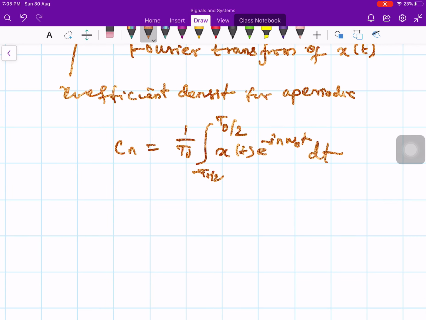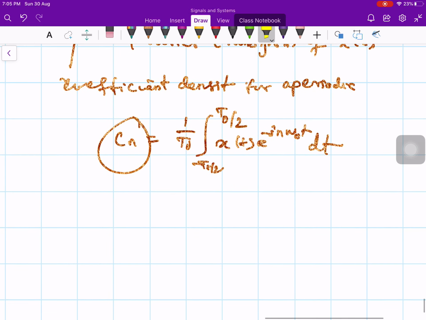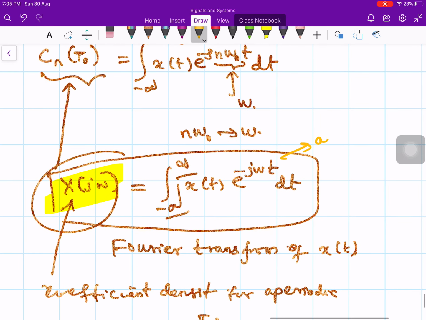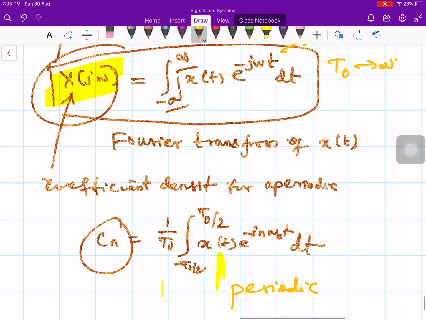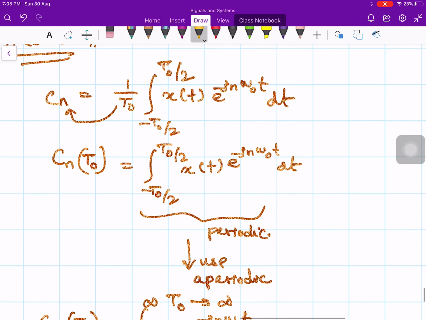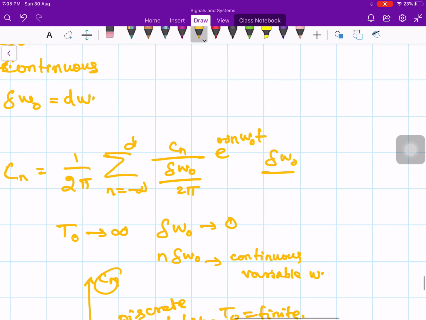So instead of Cn, we need to deal with x of j omega. Okay, so in this case here x of t is periodic, and here x of t is aperiodic. When I say aperiodic, then T naught goes to infinity. Now recall from your Fourier series, what is your x of t? Just now we have derived this. Let me rewrite this formula. Yeah, this one. Now you rewrite this.